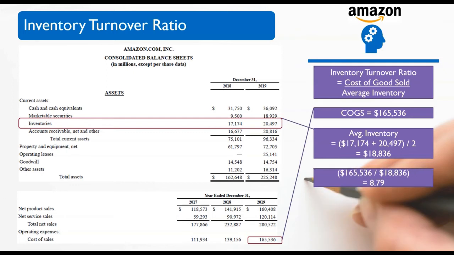And now once we take those amounts, we come up with an inventory turnover ratio of 8.79. So what does this mean? This tells us that Amazon sells its inventory balance approximately 8.8 times every year.